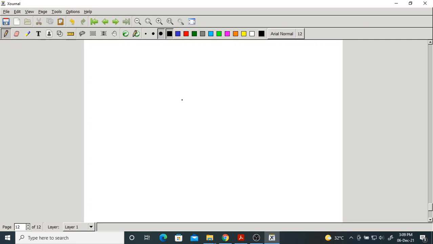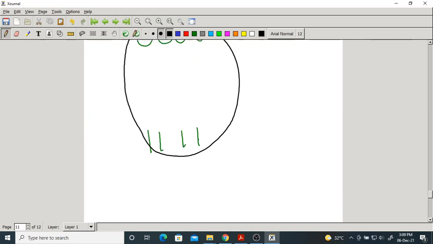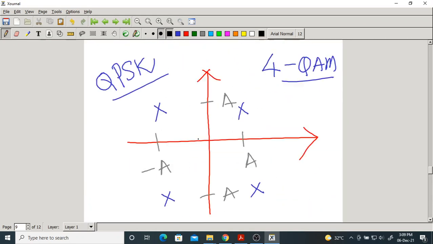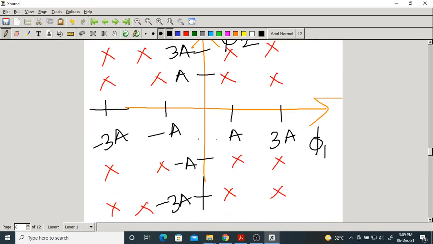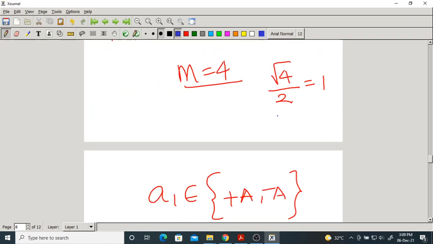Clear? Now I told you what this A is. Not A, 2A is the separation between the samples, I mean points. 2A is the separation between the different samples. You take any two neighboring message points, they differ by 2A. So 2A is the separation.